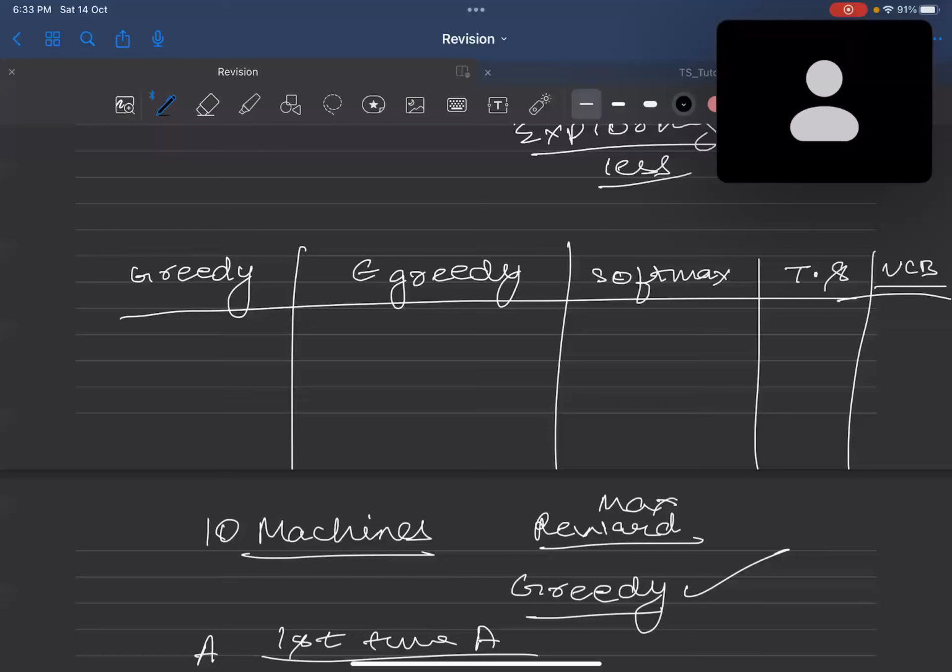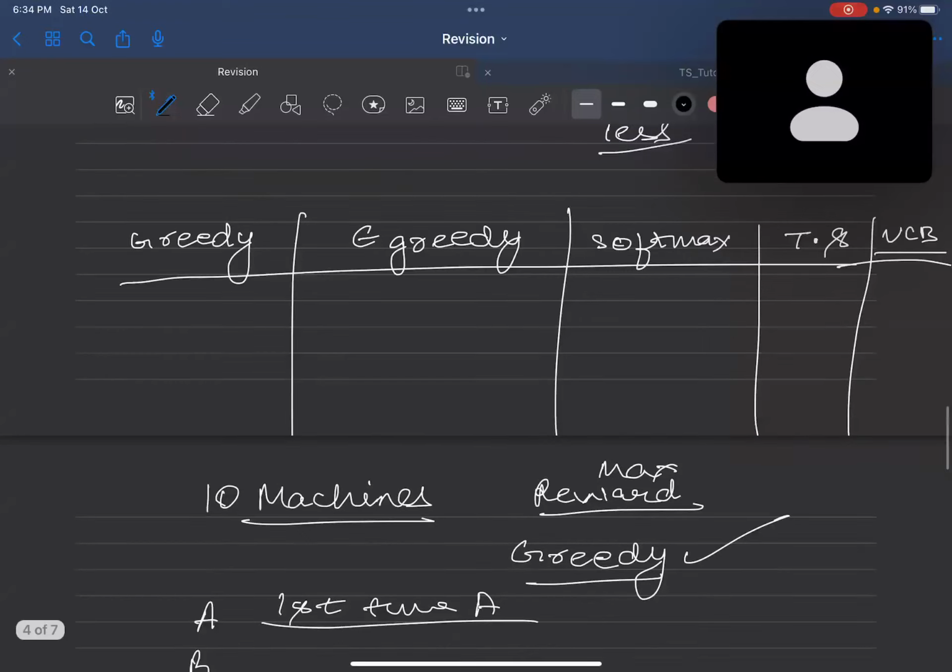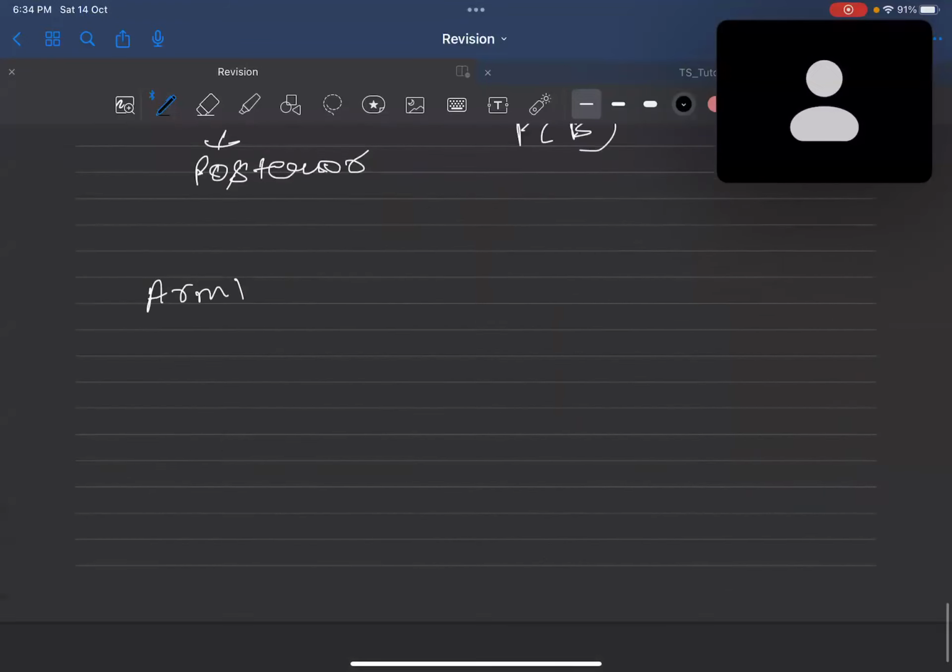If I come to the UCB, UCB is also as good as Thompson sampling. Actually, Thompson sampling is older than UCB. But when UCB came into picture, Thompson sampling was not that popular. After some time, Thompson sampling also became popular. So both are as good, we can say. But here we are dealing with more of the probability distribution in Thompson sampling. And coming to UCB, can someone tell me what is UCB?